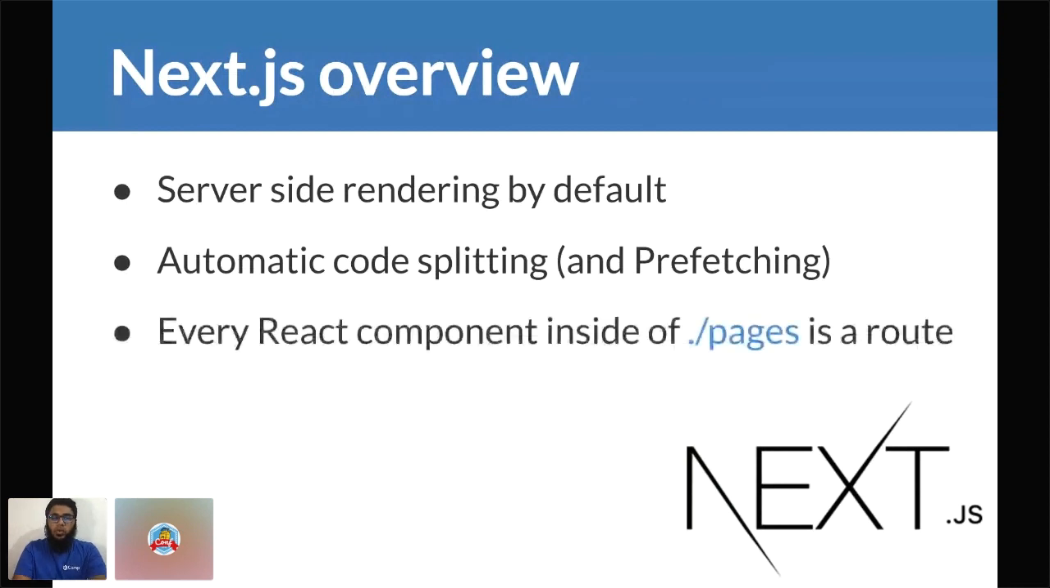If you have a Next.js application, you have a pages directory. Inside of this directory, you will have React components. Every single React component inside of the pages directory is a route in the Next.js application. For example, if you have index.js in your pages directory, it will become the home page. If you have about.js, it will become the about page. Whatever name you call here will become the route in your Next.js application. It also has a lifecycle method called getInitialProps, which we'll look at shortly, which is an easy way to do your data fetching.